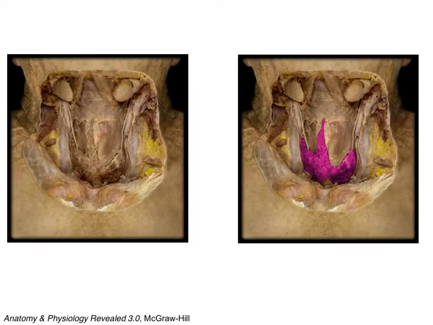This image shows what the thyroid gland looks like in a human cadaver. This individual had a third lobe, the pyramidal lobe. This third lobe is found in some people, but not everyone.